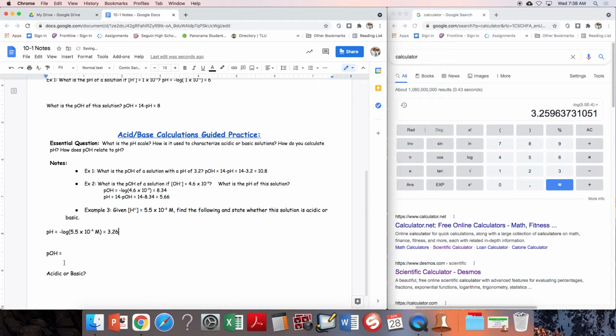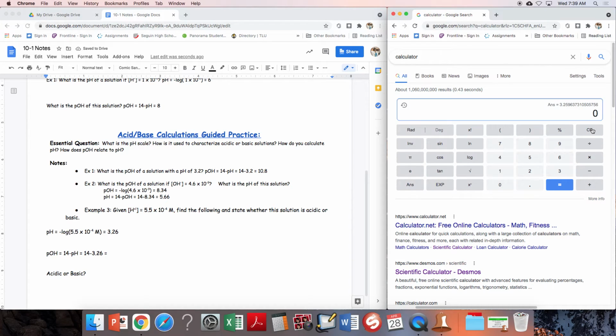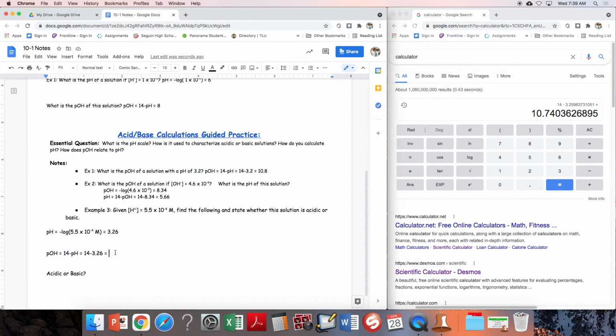All right, so now I've got to go to my pOH, and pOH, remember, is 14 minus pH. So that's 14 minus my 3.26 I just found, which is going to equal 14 minus the answer I just got. So 10.74 is my pOH.